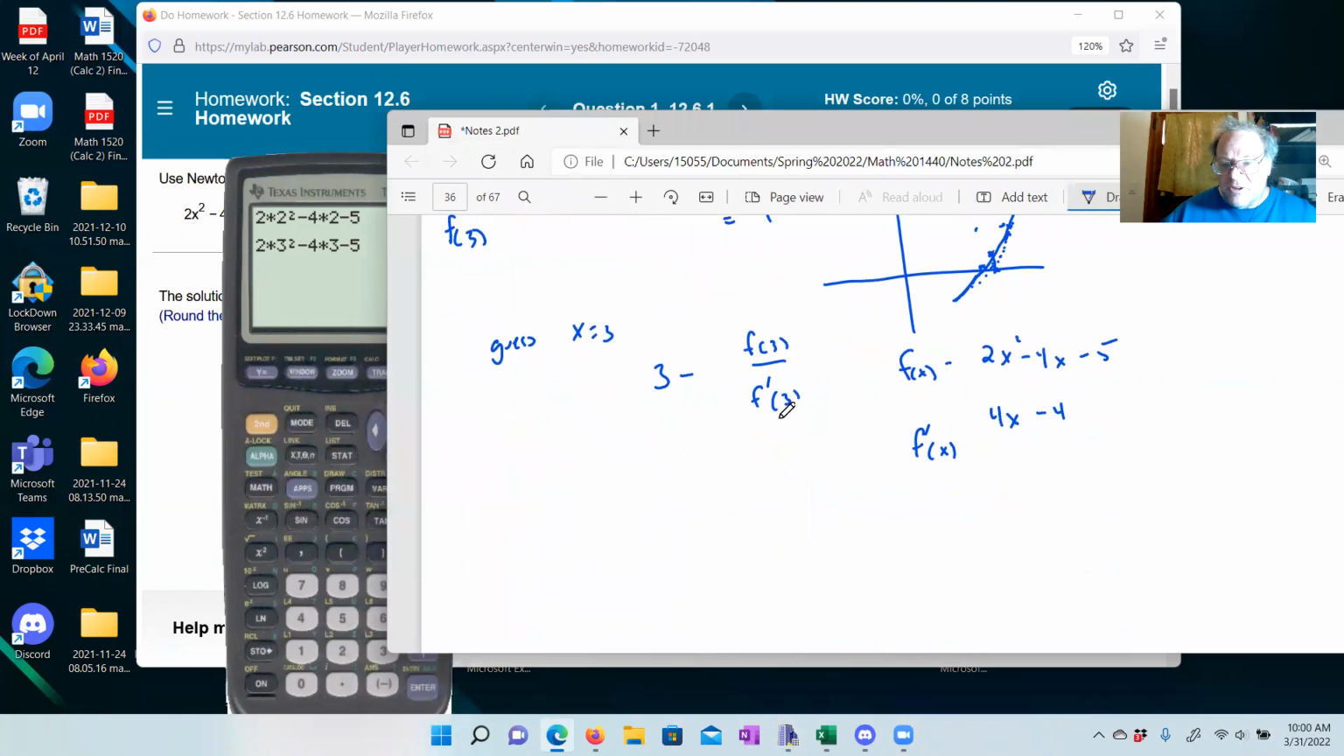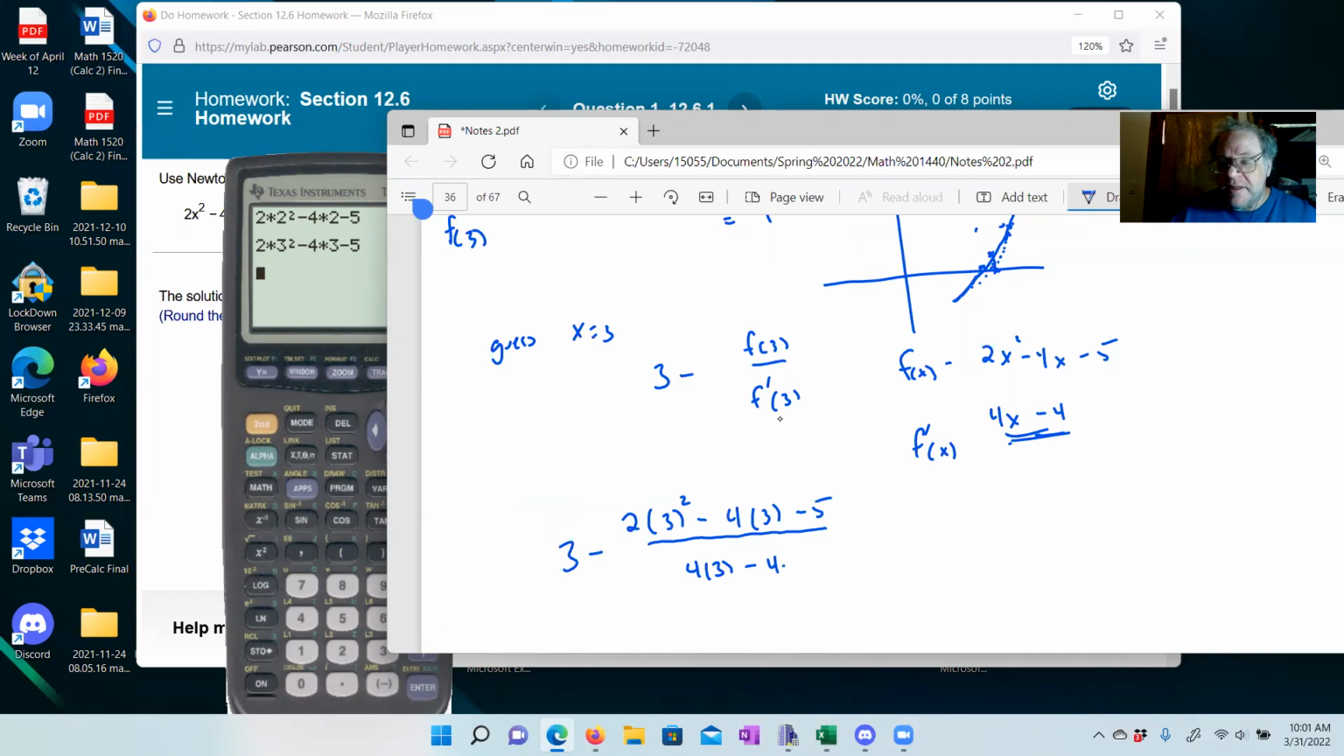So the formula we're going to be doing here is 3 minus 2 times 3 squared minus 4 times 3 minus 5, divided by 4 times 3 minus 4. I got that because of this guy right here, the derivative. So that's the formula for it. And this is our C1. This is our first guess.